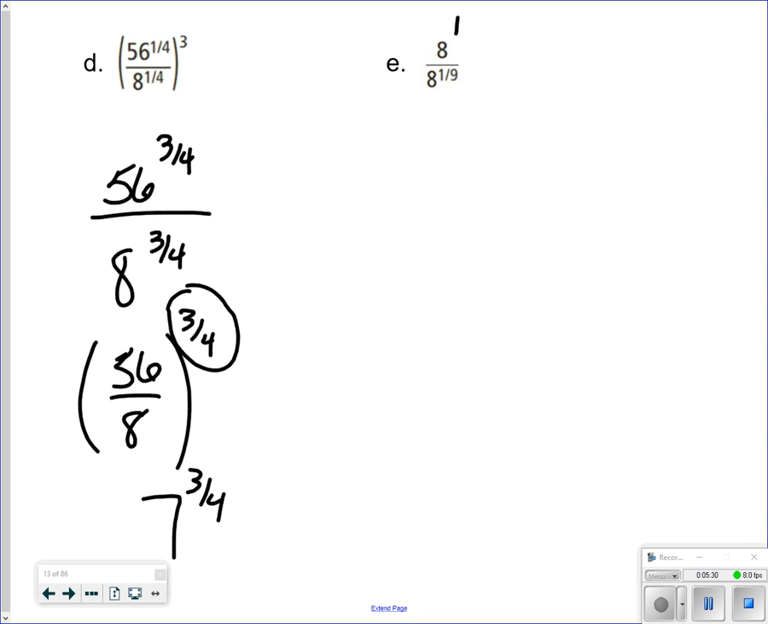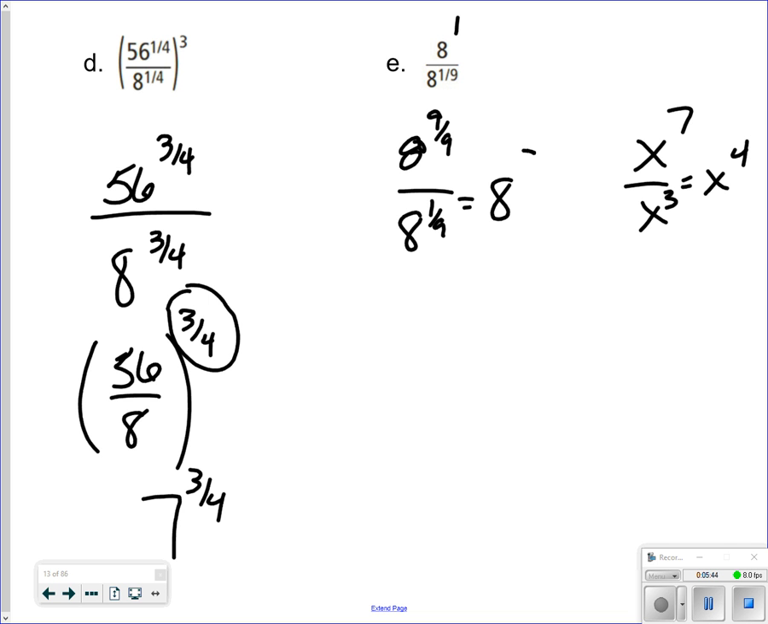Anytime you're dividing, you can subtract if you have the exact same base, and it's always top minus the bottom. So this could be 8 to the 9/9 over 8 to the 1/9, which would make 8 to the 8/9.